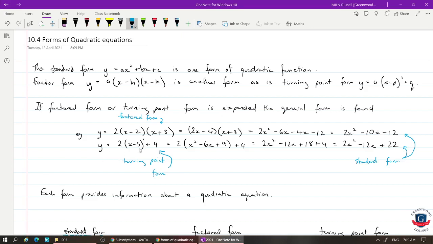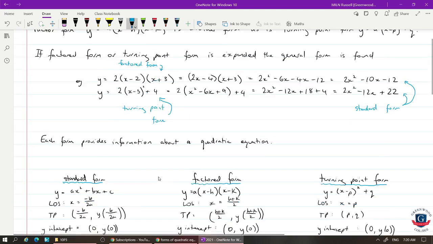Similarly, for the turning point form, if I multiply this bracket out here, I get this expression. If I multiply the 2 through, I'll get this with the 4 added on the end. And if I simplify this, I'll get back to this equation here. So from factored form I can get back to standard form quite easily. It's a bit more difficult to get from standard form to these two forms, and we'll do those in later slides. But let's see what information can be gotten from each of the different forms.